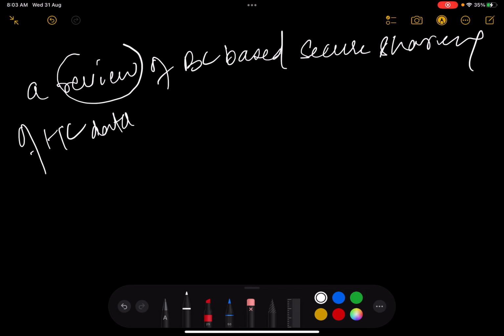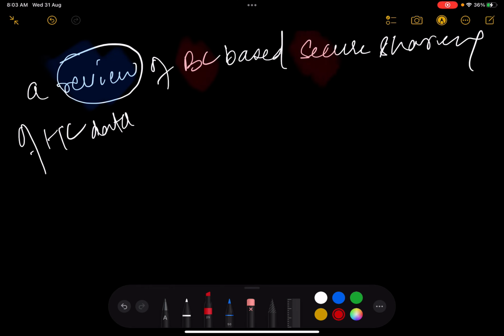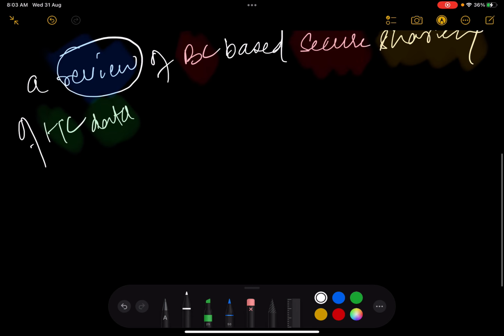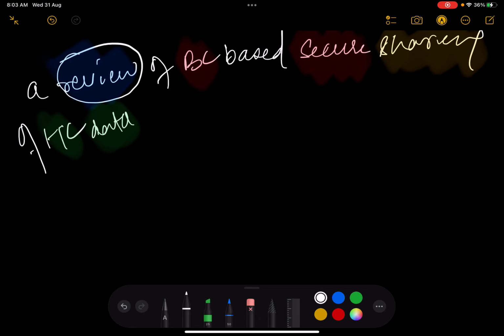So first of all, the first keyword is review. Second keyword is blockchain. Third keyword is secure. Fourth is sharing. And fifth, the most important one, is healthcare data. So many keywords are here. तो वो इसको तोड़ते हैं हम, ठीक है? How to decrease this size? I don't think I can decrease it.